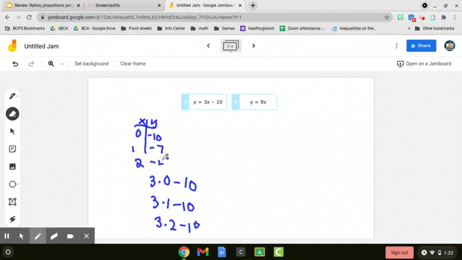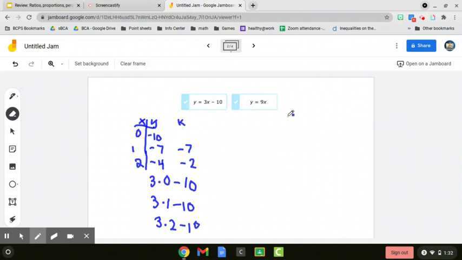We would expect to see the same constant of proportionality for all of our data points if this were a proportional relationship. So let's try it. Negative 7 divided by 1 is negative 7. Negative 4 divided by 2 is negative 2. This is not a proportional relationship. And in fact, we should know that because when x is 0, y is not 0. I can't do negative 10 divided by 0. We're not allowed to divide by 0. So we know that this is not a proportional relationship.